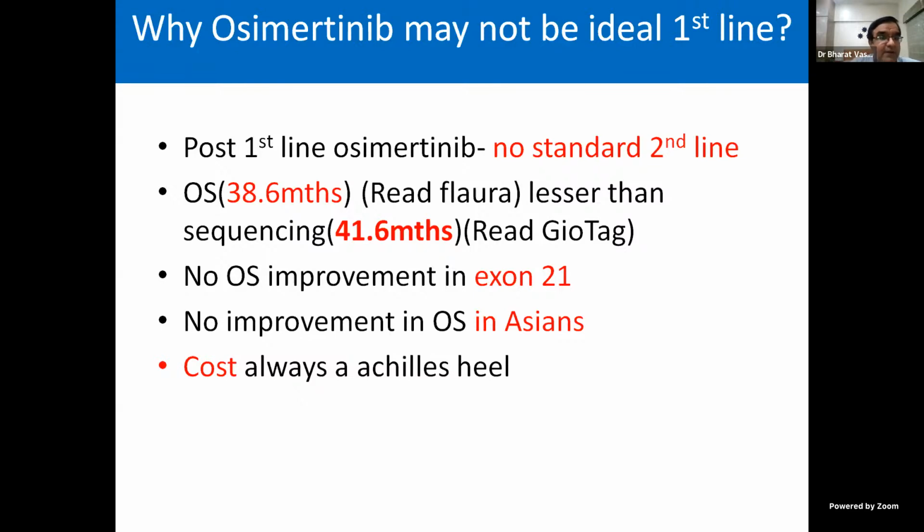The OS of 38.6 months as in FLAURA is lesser than sequencing, which is 41.6 months. There is no overall survival improvement in exon 21. So what we discussed is exon 19. The moment you come to 21, you have to give your chemo plus TKI or VEGFR plus TKI. Please remember, there was no improvement in overall survival in Asians. Now, whether we are Asians or Caucasians, nobody knows. But yes, no overall survival benefit in Asians.